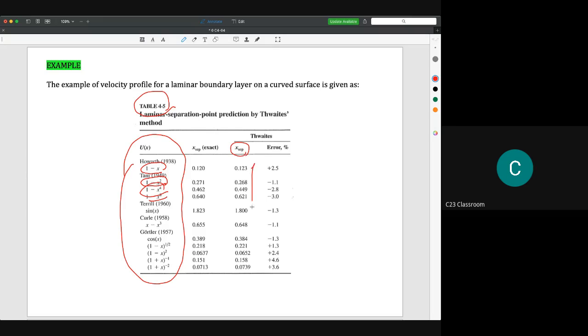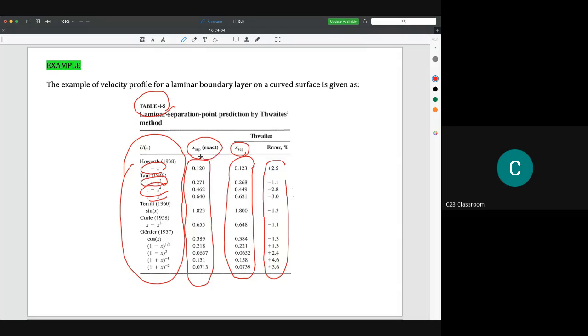So these are the values proposed by Twitch, and this error is actually based on the value of x proposed by Blasius. Actually, it's because we have the exact solution here. Okay, so as I said, it's not easy to do on paper.